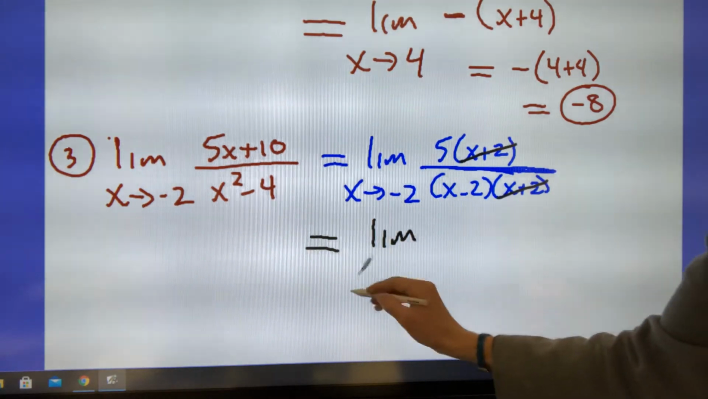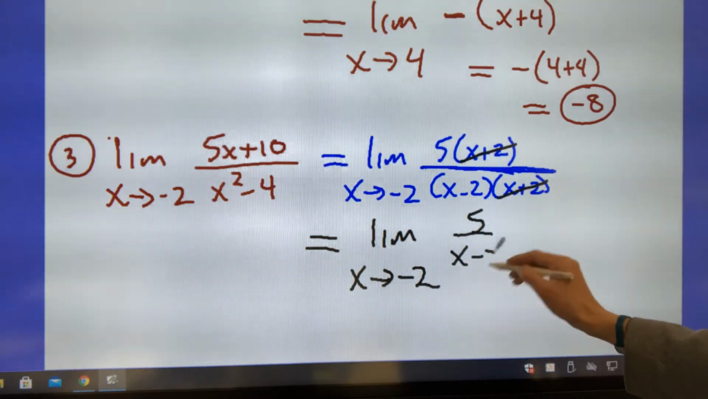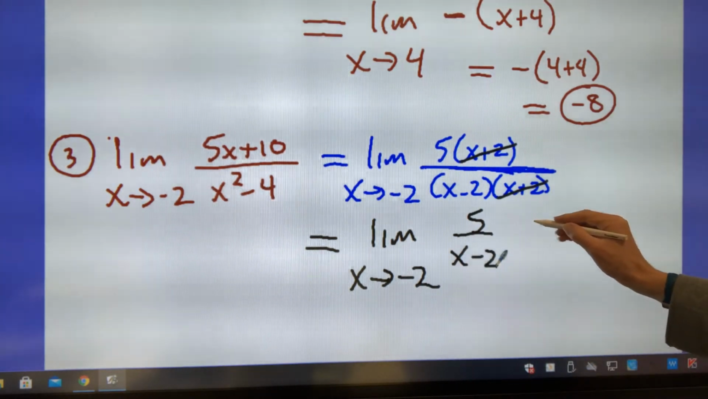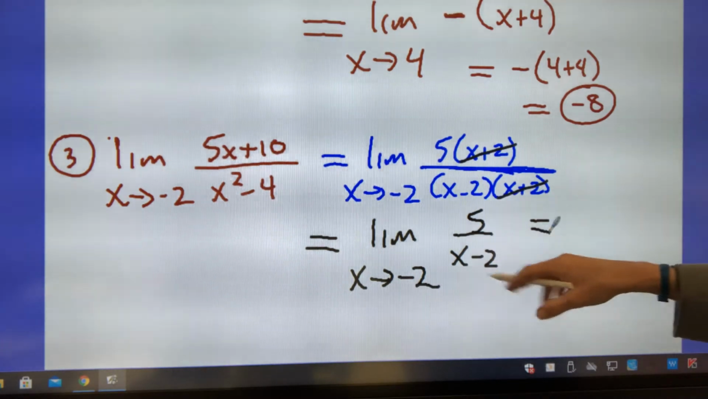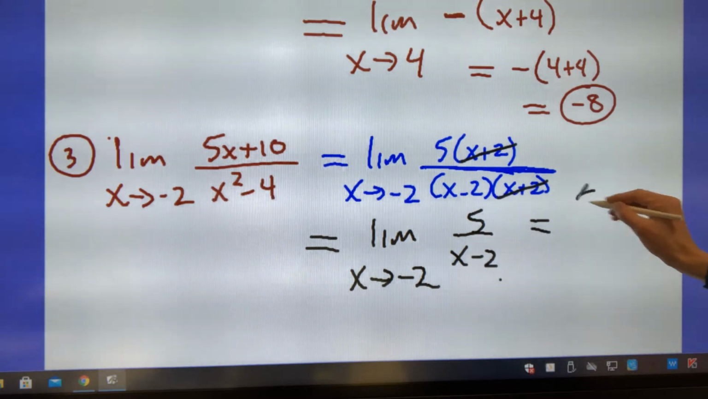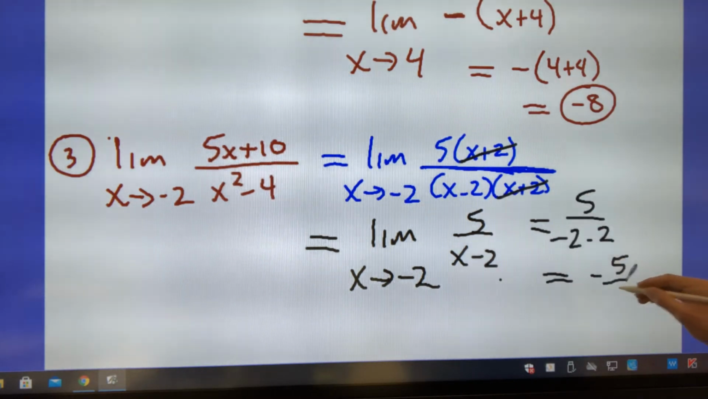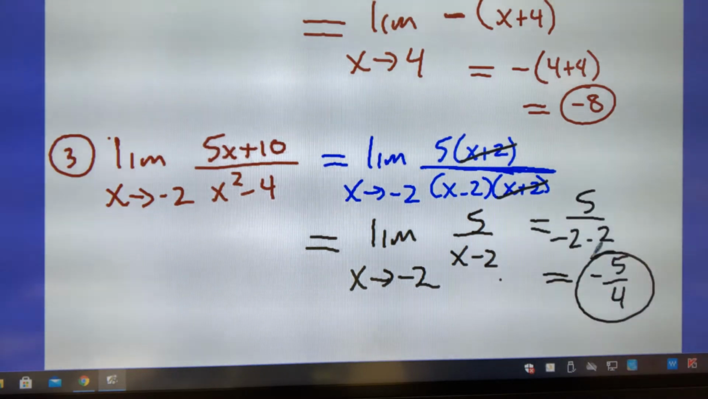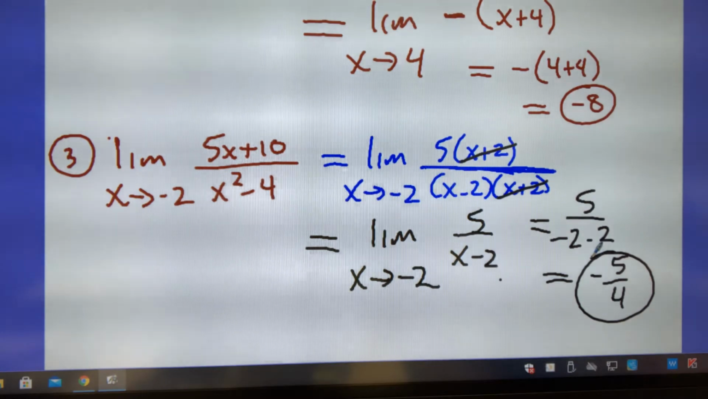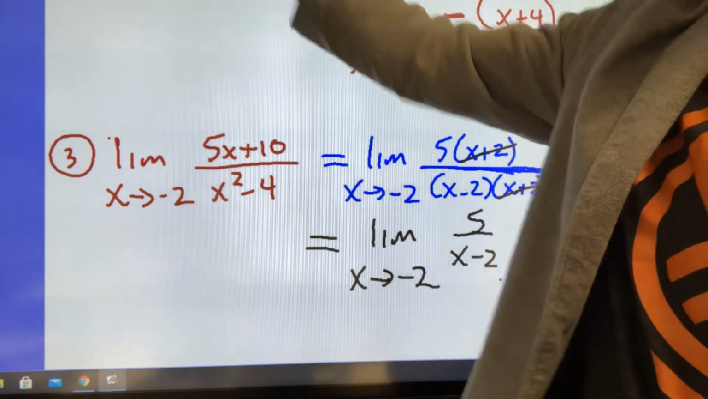The limit as x goes to negative 2 of 5 over x minus 2. Plug negative 2 in for x, because now I will not have the dividing by 0 case. I get negative 4 in the denominator, so I get negative 5 over 4. Again, I do want you to show me more arithmetic here in your homework than is necessary for a quiz or a test in my presence.